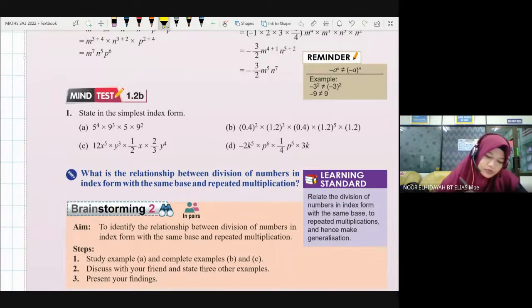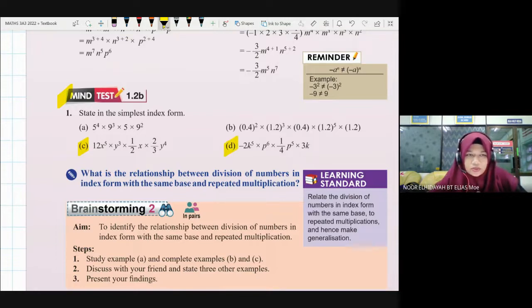So for the next exercise, for 1.2b, this one: state the simplest index form. Okay, state the simplest index form. I want you to do question C and D.